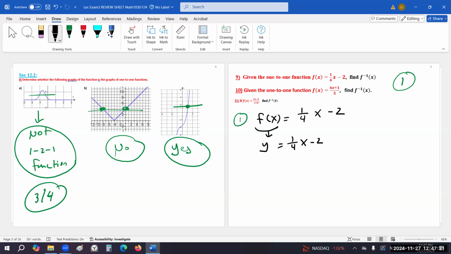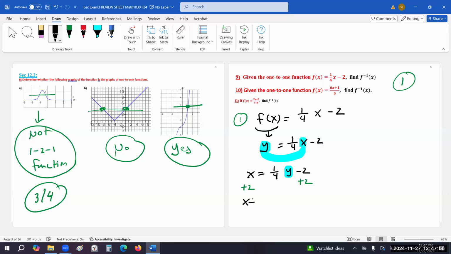Now the second step, we switch them. X becomes y, y becomes x. We switch their partners. So x equals 1/4 of y minus 2. And now the last thing, our goal is to get this y alone. So which one do we get rid of first, the 1/4 or the minus 2? So what do we do? Add 2.